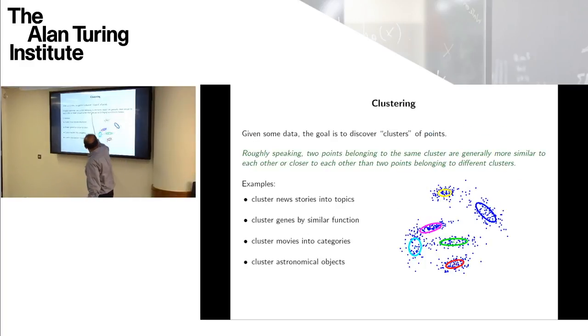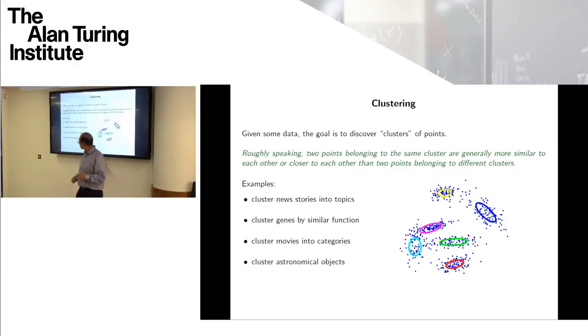All right, clustering. So given some data, the goal of clustering is to discover clusters of points. Okay, that's a bit circular, so let me unpack that. Roughly speaking, 2 points belonging to the same cluster are generally more similar to each other or closer to each other in some sense than 2 points belonging to different clusters, right? It turns out that clustering theoretically is very hard to define. Different people have different criteria for clustering.